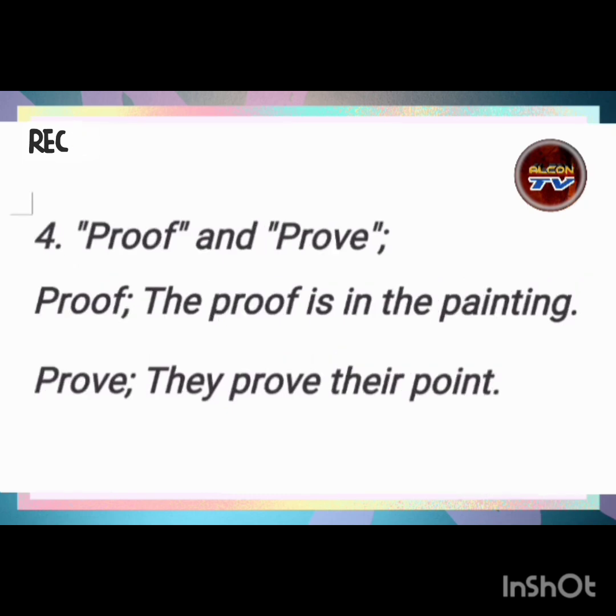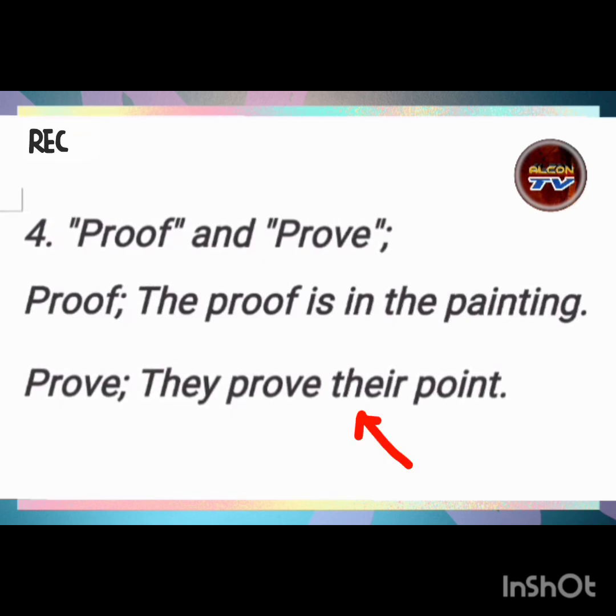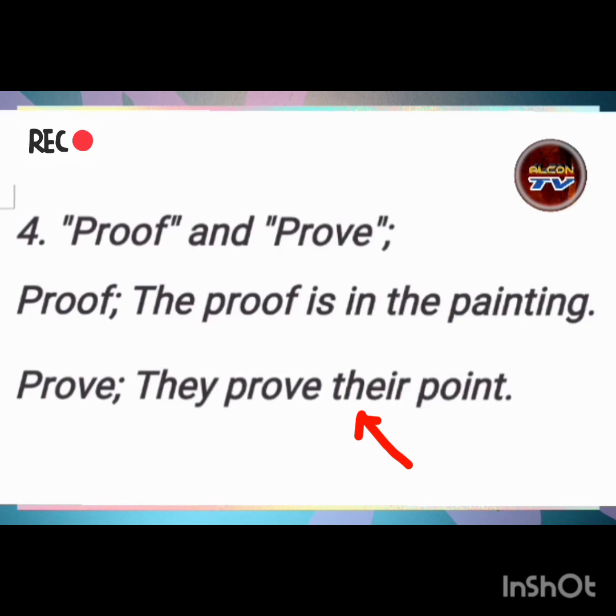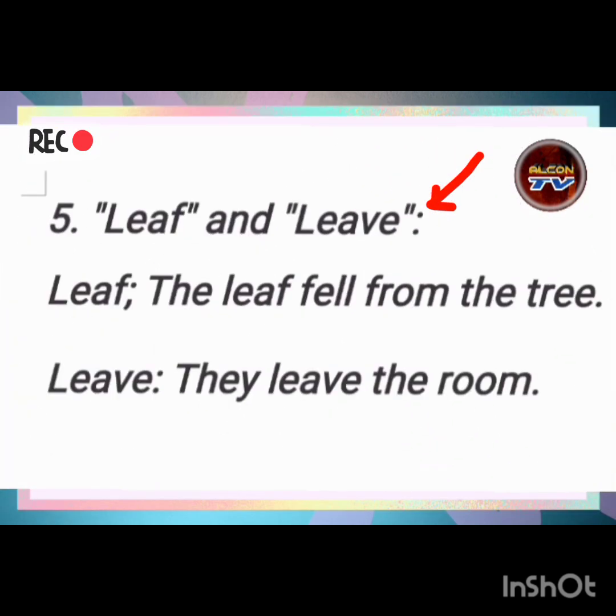Now for proof and prove, which is going to be our next line of examples, you have: The proof is in the painting. And then for prove, which is now a verb, you say: They prove their point. The next example, you say leaf and then leave. For leaf, a noun, you say: The leaf fell from the tree. Now when it changes to a verb, you say: They leave the room. Present simple, kind of habitual tense.